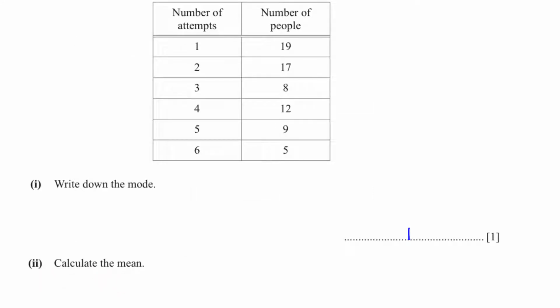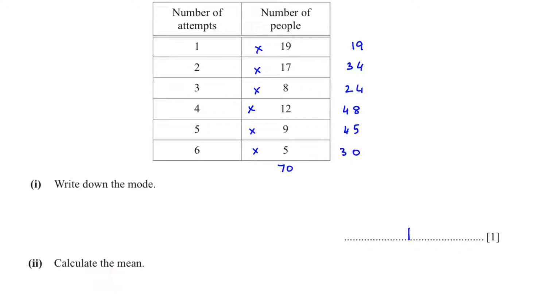Calculate the mean. To find the mean, we have to multiply this value by the frequency. 1 multiplied by 19. That will give us 19. 2 multiplied by 17. That will give us 34. The same we are going to do for all the numbers. And this is what we will get. We need to write down the frequency. We've already been told it's 70. So the frequency is 70.